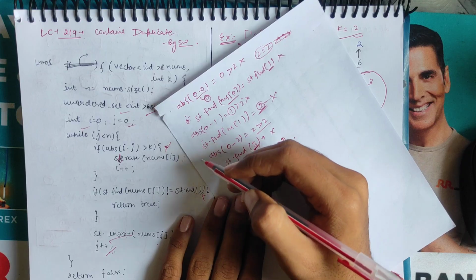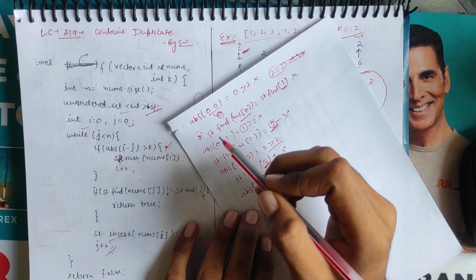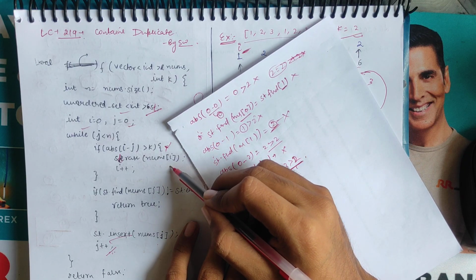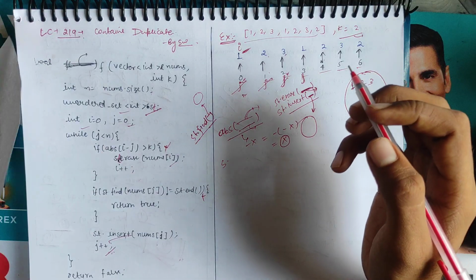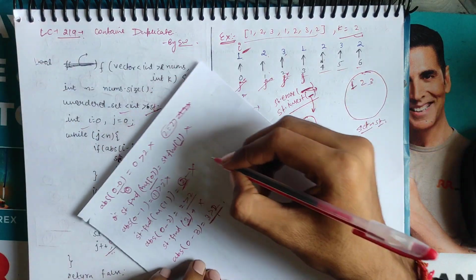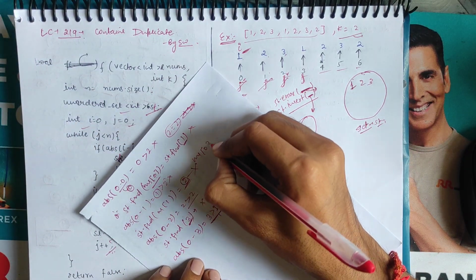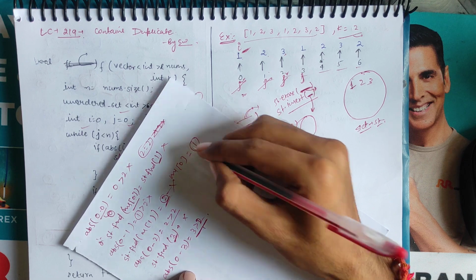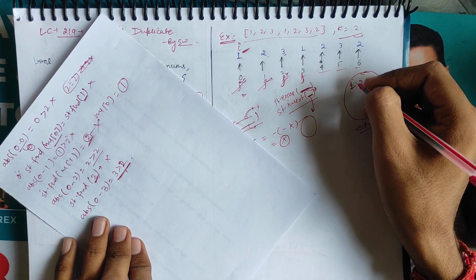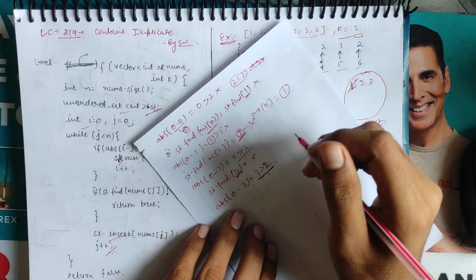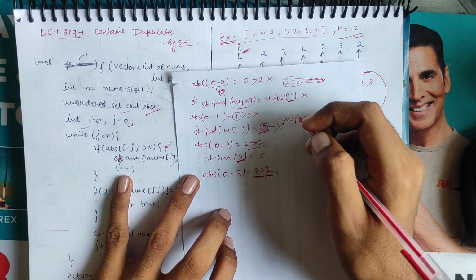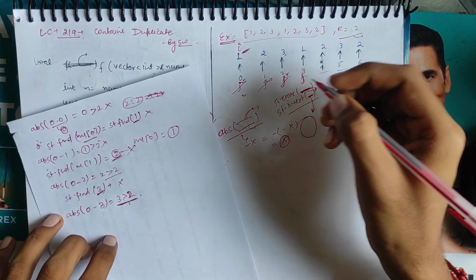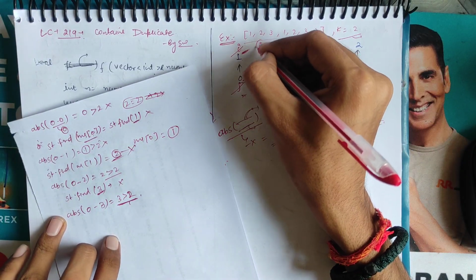Now this condition is true. So what we do, we erase nums of i. Nums of i was nums of 0. Nums of 0 was 1, so we erase 1. So now 1 is deleted. After that we move i pointer 1 step forward, so i is now here.